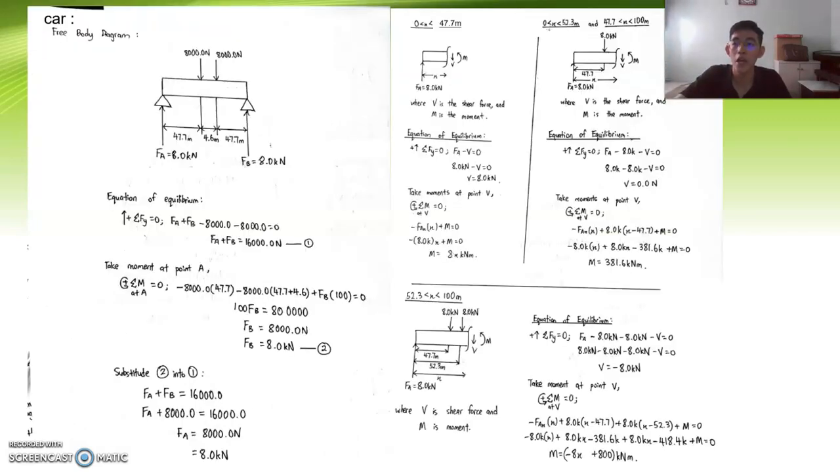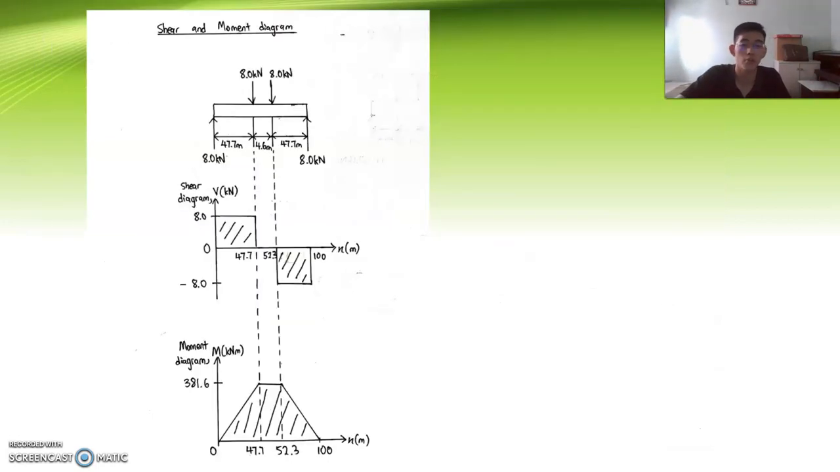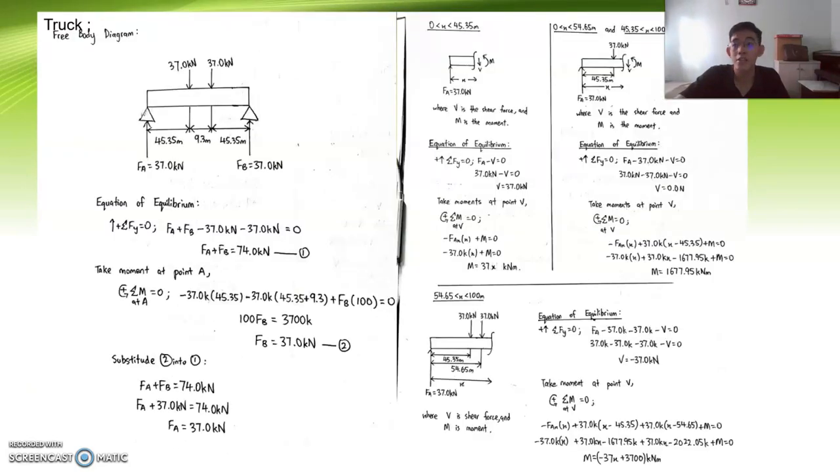So for the car, the free body diagram and equation of equilibrium also show the reaction forces. The right figure shows, at a certain distance, the moment and shear stress that can be produced by the car when it crosses the bridge, and the shear and moment diagram will be produced after this. So the last is the truck.